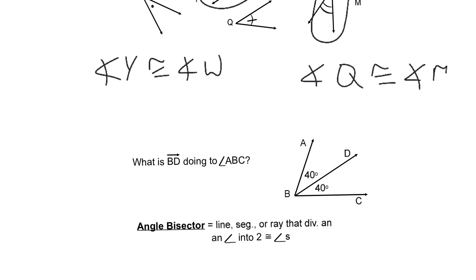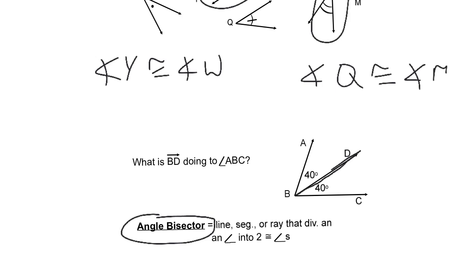Next thing, okay? What is ray BD doing to angle ABC? Okay? So what is ray BD, which is this one, doing to angle ABC? Did you notice that this angle measures 40 degrees and the other one also measures 40 degrees? Okay, which means BD cuts the big angle exactly in the middle. We talked about midpoint in the previous section. Okay, midpoint of a segment divides the segment into 2 congruent parts.